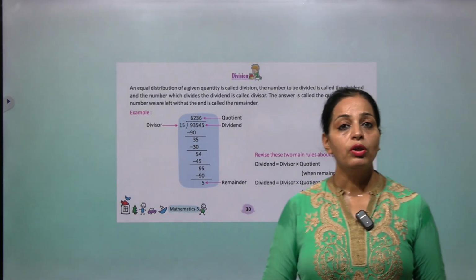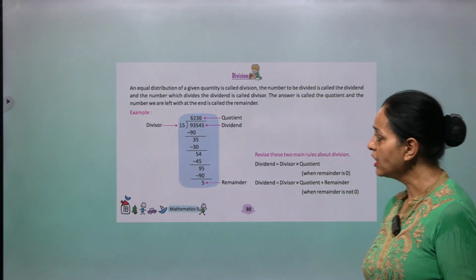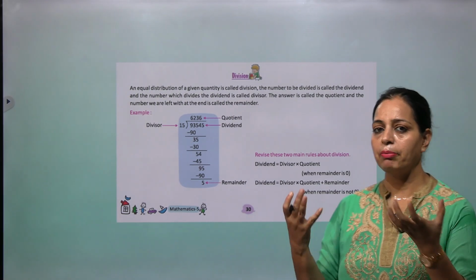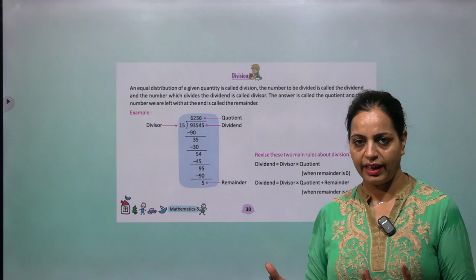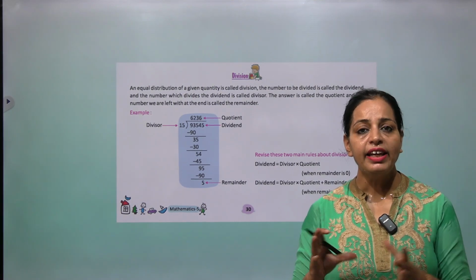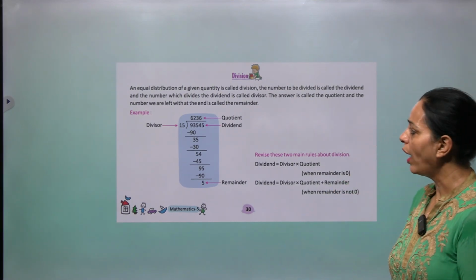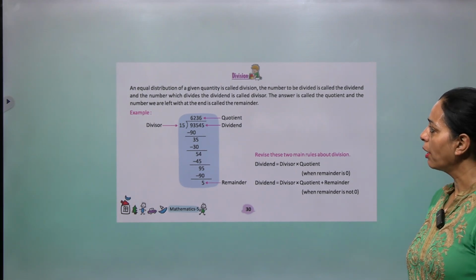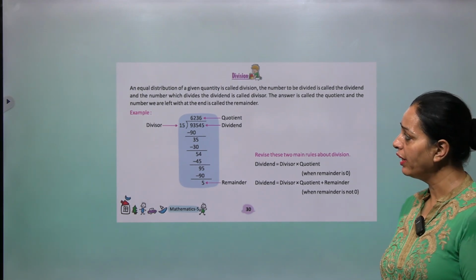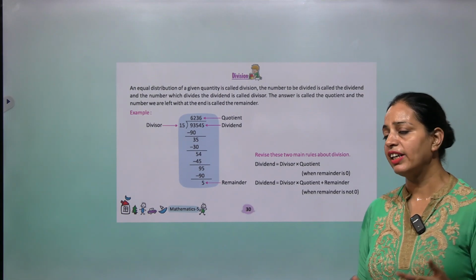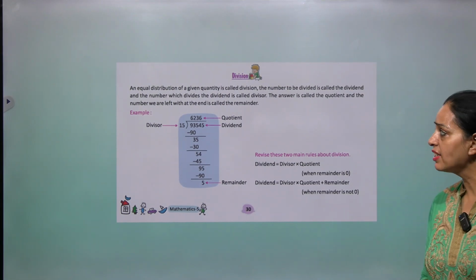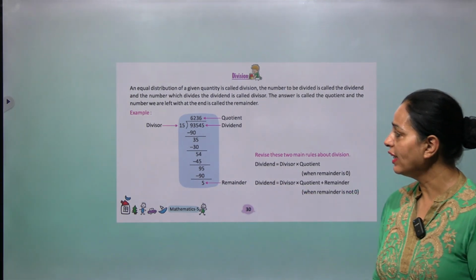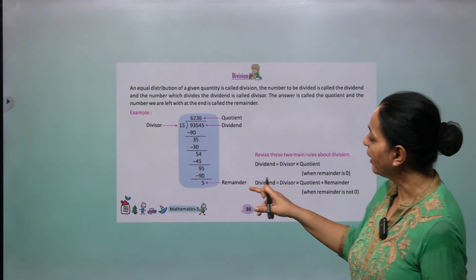Now we are coming to division. So division is what? When we divide something, like हम घर में केक लेके आते हैं, सब में divide करते हैं, that is the division. Equal distribution. So an equal distribution of a given quantity is called division. The number to be divided is called the dividend, and the number which divides the dividend is called the divisor, and the answer is called the quotient, and the number we are left with at the end is called the remainder.